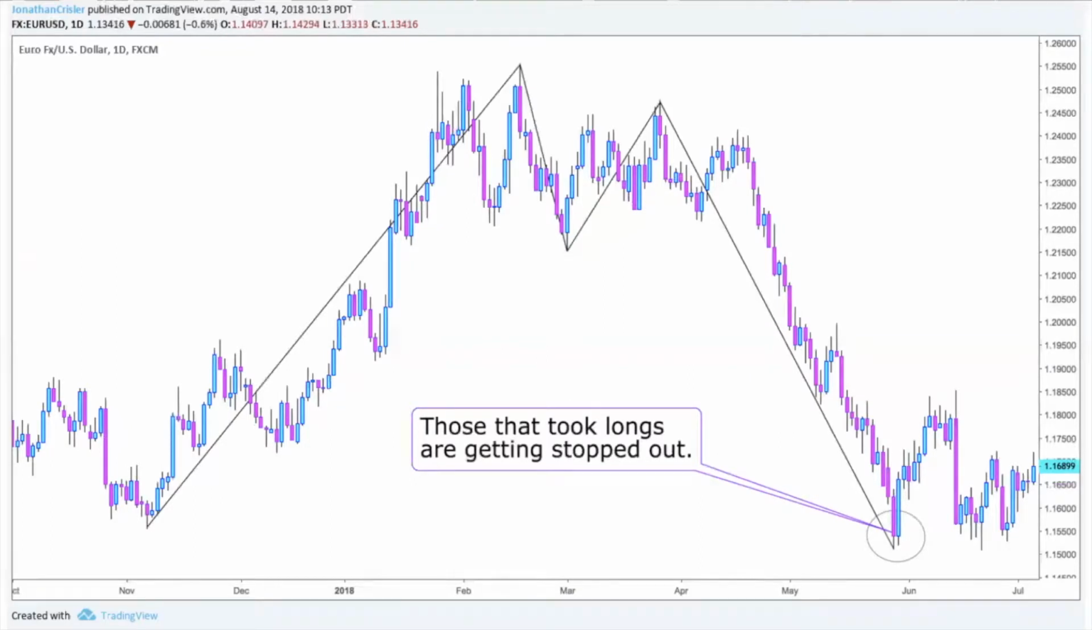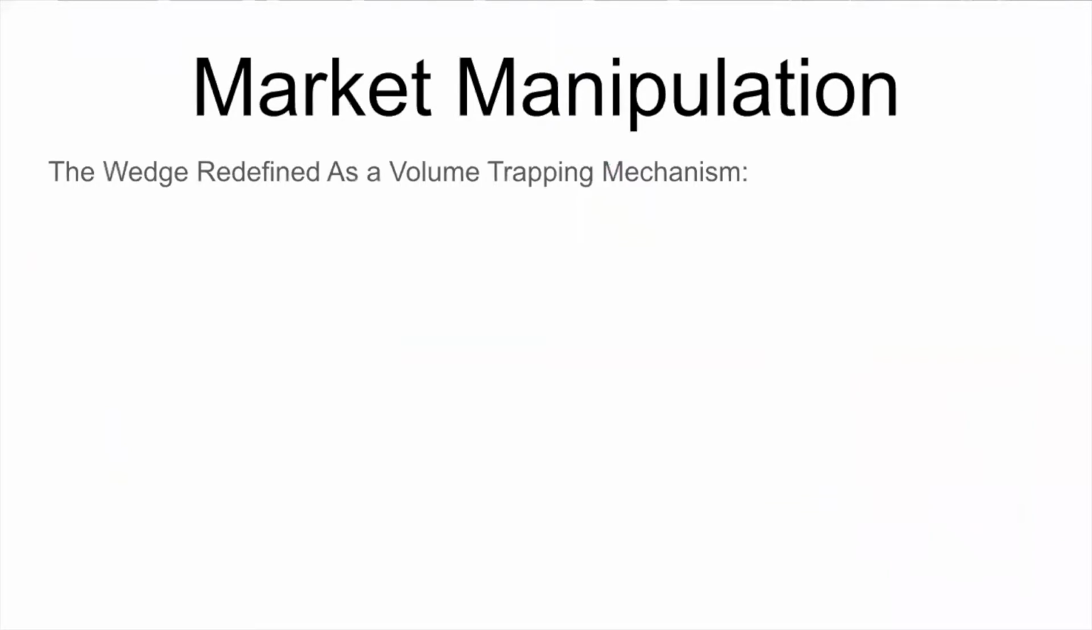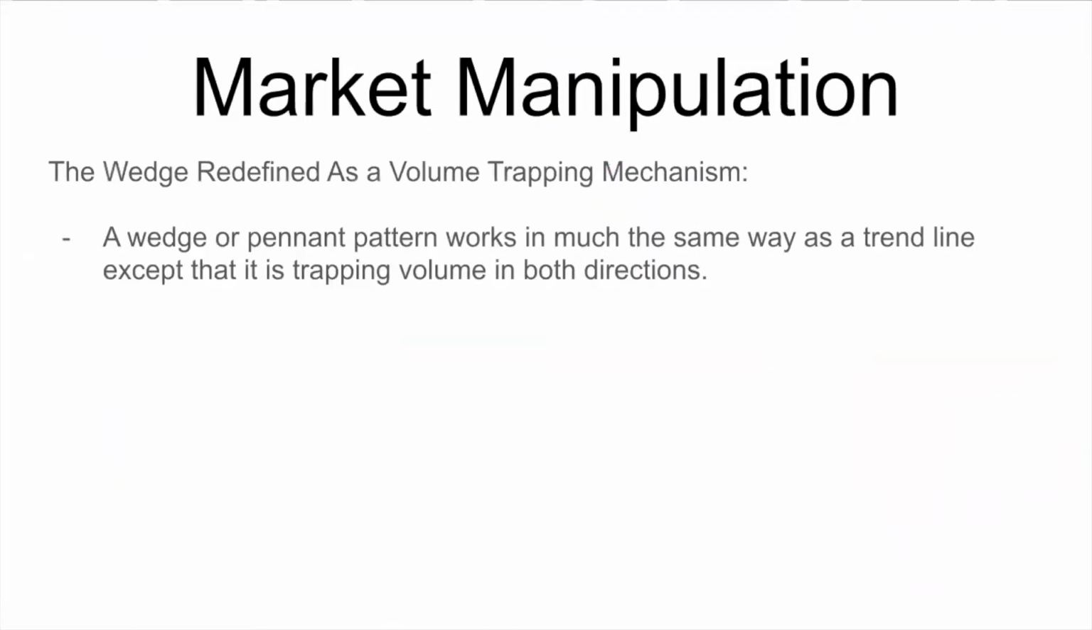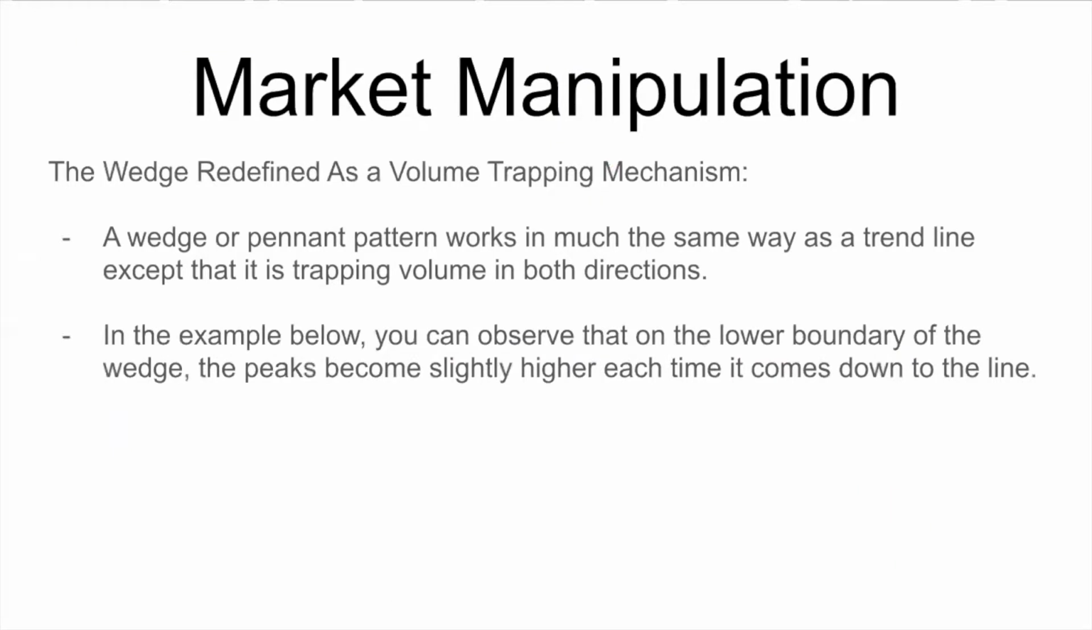All right, so another formation that's easy to recognize, and I find this one really interesting, is called the wedge. The wedge is defined as a volume trapping mechanism. A wedge or pennant pattern works the same way as a trend line, except that it is trapping volume in both directions. So it's essentially going to create a channel or a squeeze, where price gets very claustrophobic.